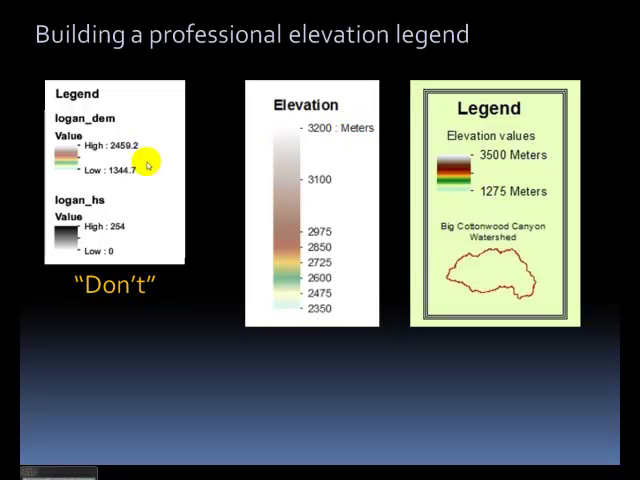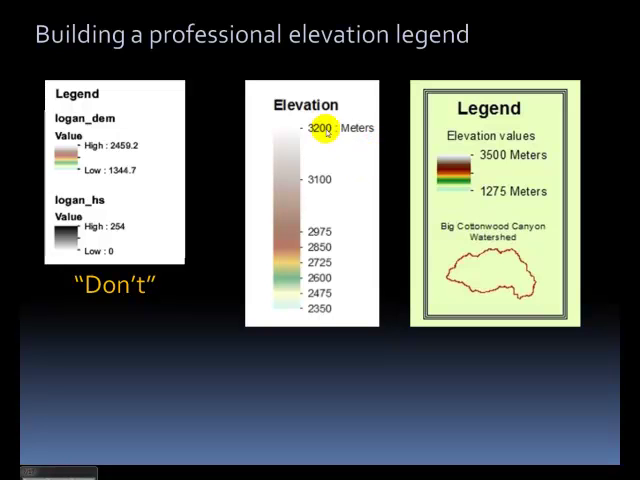It is impossible for your audience to know what this is. If it's feet, meters, there's no way for anyone to know, and therefore it has no significance. So if you're going to put an elevation legend on your map, make sure you include the units for your audience. The other thing is just to keep it simple. You don't need legend, Logan DEM value, high, low. These things are all just elevation. Keep it simple.